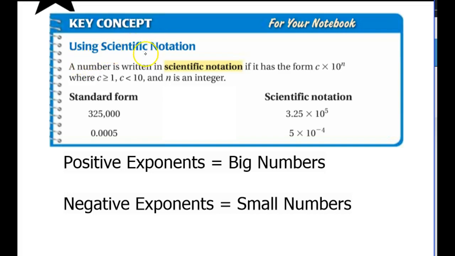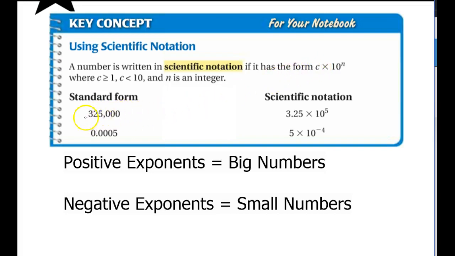Now, using scientific notation, a number is written in scientific notation if it has the form c times 10 to the nth power, where c is greater than or equal to 1 and c is less than 10, and n is an integer. So c has to be greater than or equal to 1 and less than 10, and n is an integer. This n would have to be a number. This c would have to be a number that is greater than or equal to 1 and less than 10.